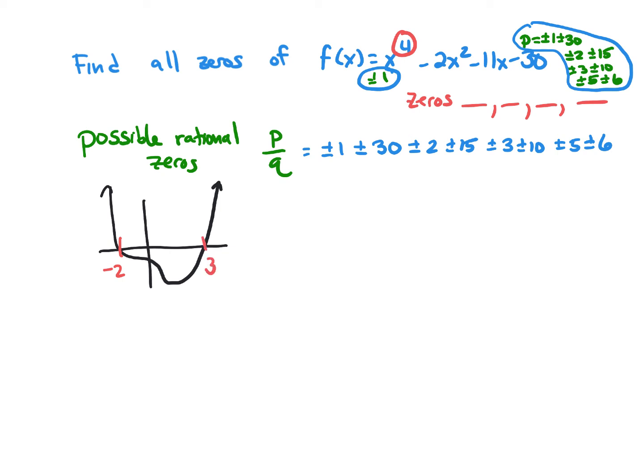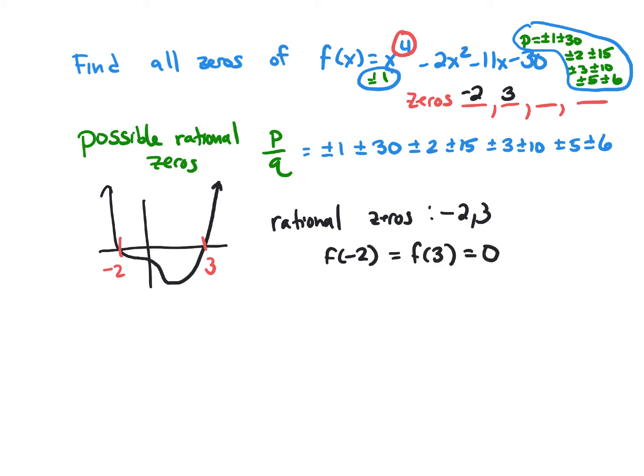The most times it would have crossed is 4 times, because we have 4 zeros possible. So the most it would have been is 4. It's only 2 in this case. So that's good. So I know 2 of my values. I know -2 and I know 3. So my actual rational zeros are -2 and 3. So that means if I were to plug in -2 or I would plug in 3, I would get 0 for both.